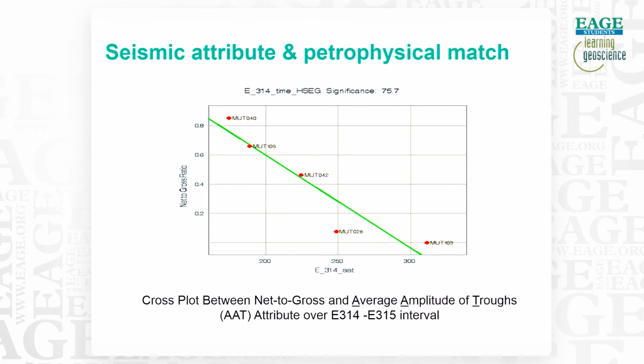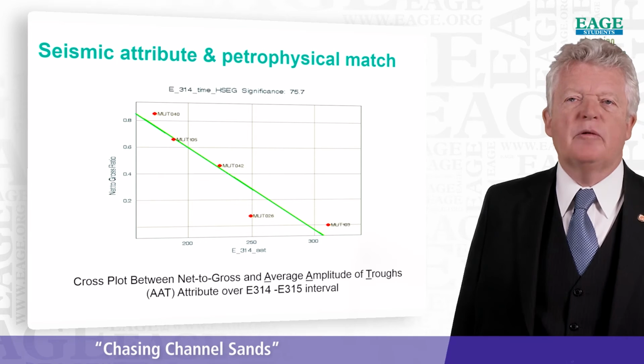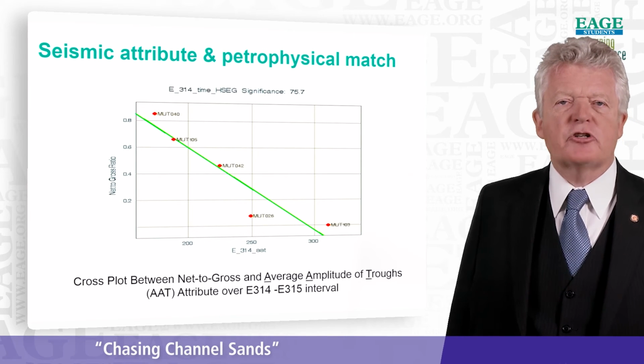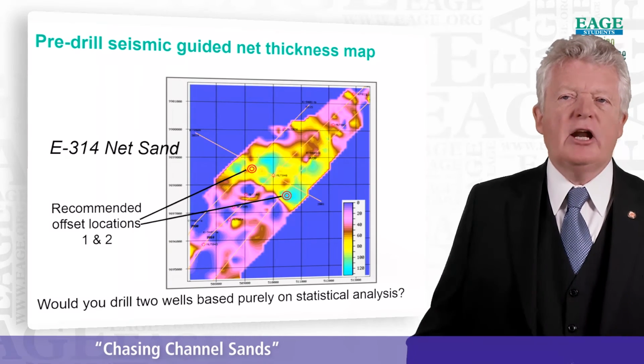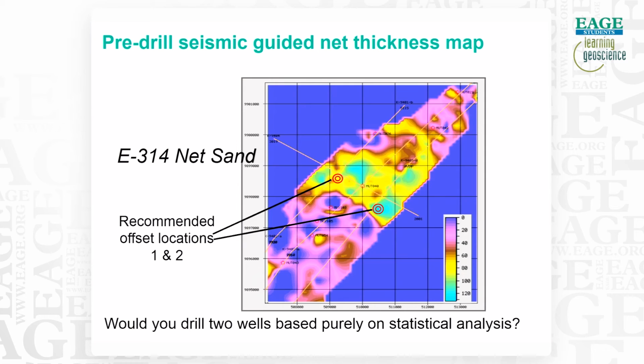Here is one of those attributes and how it matches the net sand percentages in the well. And you can see that when there's lots of sand, that average value of the trough has got a low value. Where there's little sand, it increases. And there's a very good statistical relationship between the attribute and the amount of sand. So that whole attribute map can be recast as a thickness map.